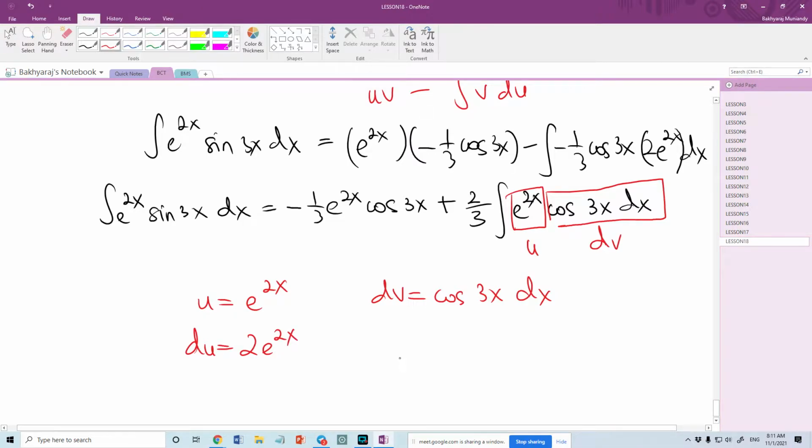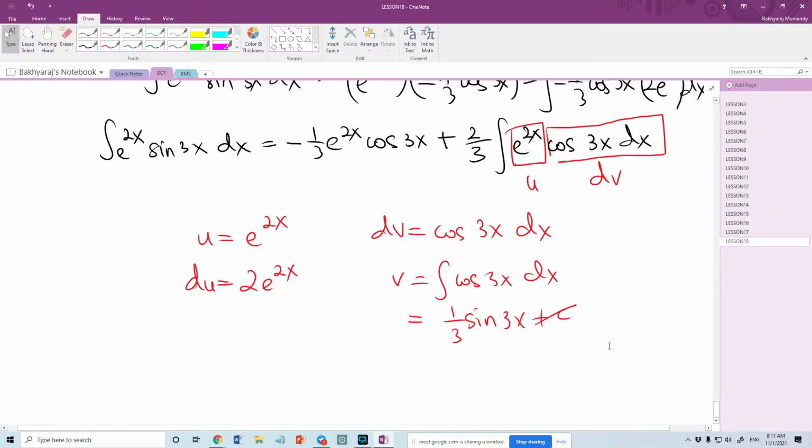Okay. What about v? For v we integrate cos 3x dx. So the answer will come... yes, correct, 1 over 3 sin 3x. Okay, positive because when we integrate sin it becomes positive, and when we integrate cos it becomes negative. So we get 1 over 3 sin 3x. Plus c is not needed here, because we put it at the end.